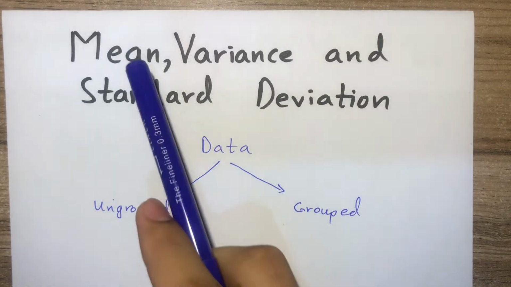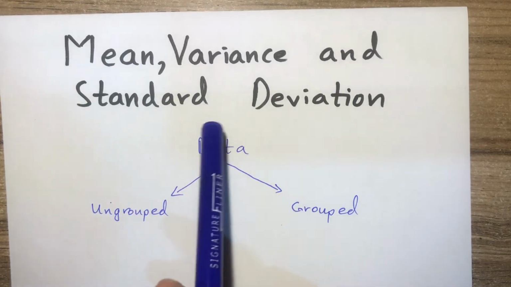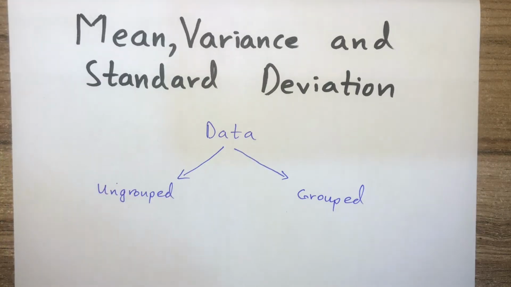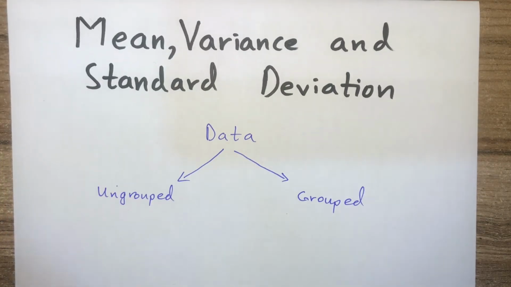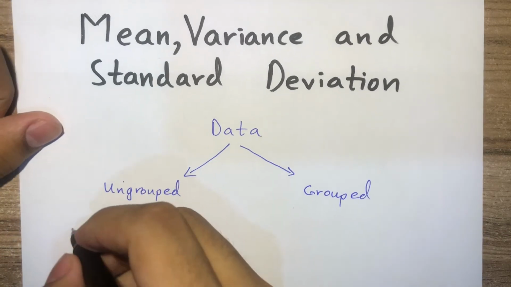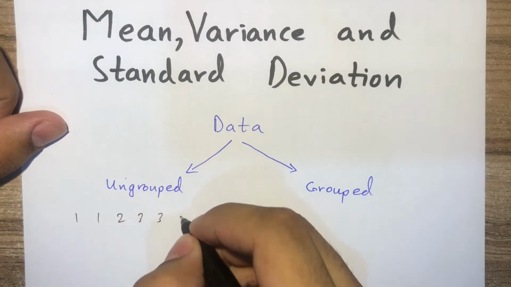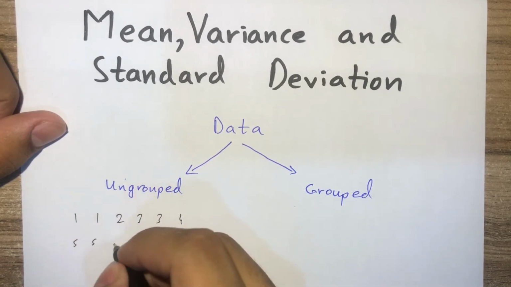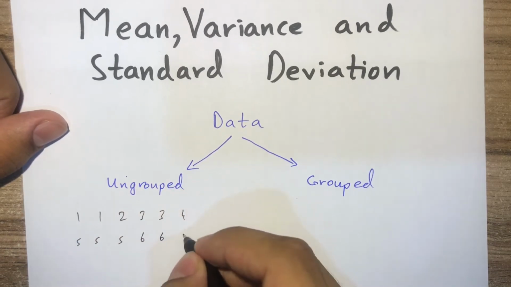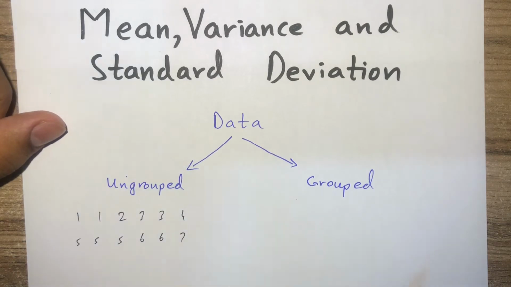In the topic of mean, we'll also learn about variance and standard deviation. But before we dive into what the mean is, we'll first see the two types of data. Data can either be ungrouped or grouped. Ungrouped data might be like this: 1, 1, 2, 3, 3, 4, 5, 5, 5, 6, 6, 7. Like this, it's ungrouped, right?